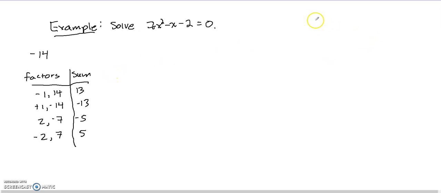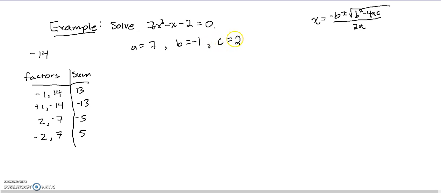Again, let's remember the quadratic formula. Basically, x equals negative b plus or minus the square root of b squared minus 4ac divided by 2 times a. So we're going to use that to solve this equation. Here a is 7, b is negative 1, and c is equal to negative 2. So don't forget about those negatives.